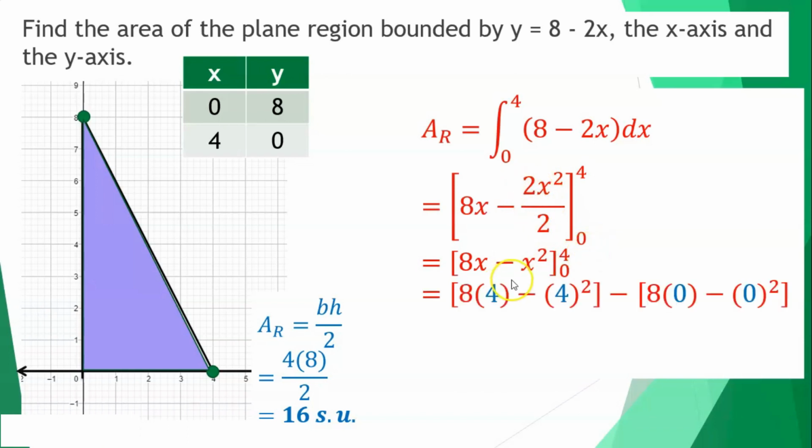So at this point, let's substitute upper and lower limits. So we have 4 and 0. So with this is 32 and this is 16. So 32 minus 16. So still it is 16 square units. Okay, another example.